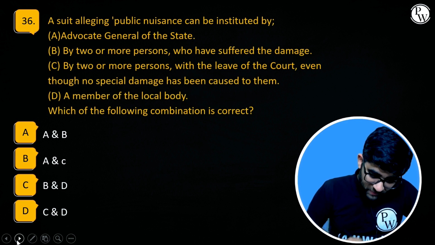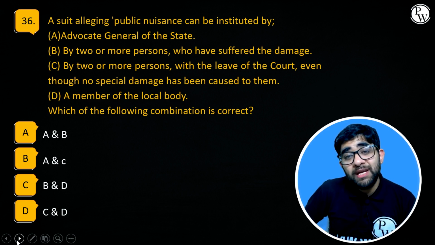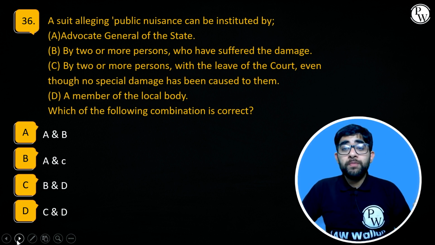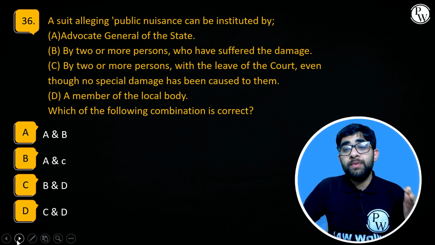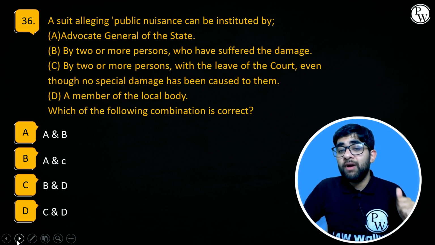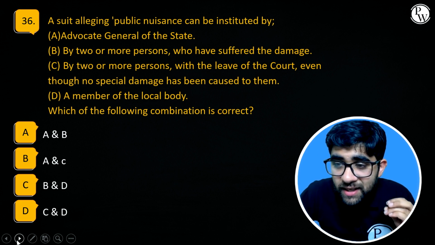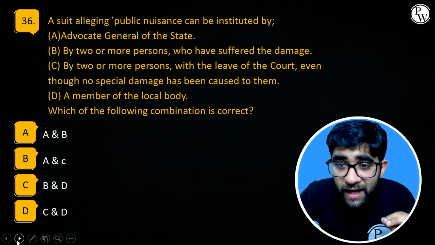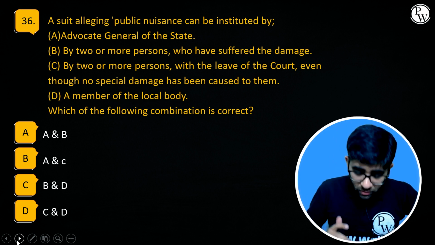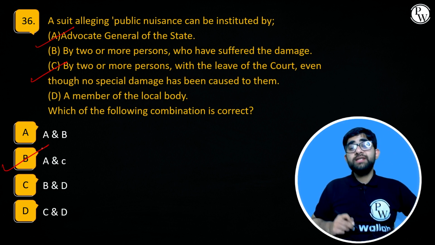A suit alleging public nuisance can be instituted by A, the Advocate General of the state; B, two or more persons who have suffered the damage; C, two or more persons with the leave of the court, even though no special damage has been caused to them; or D, a member of the local body. Which combination is correct? The answer to this is A and C: the Advocate General can do this, and two or more persons with the leave of the court can also do this. The answer is B. Question 36 is B.